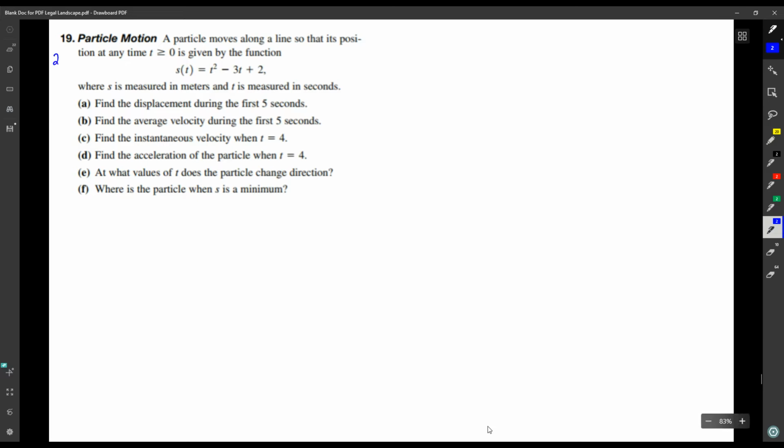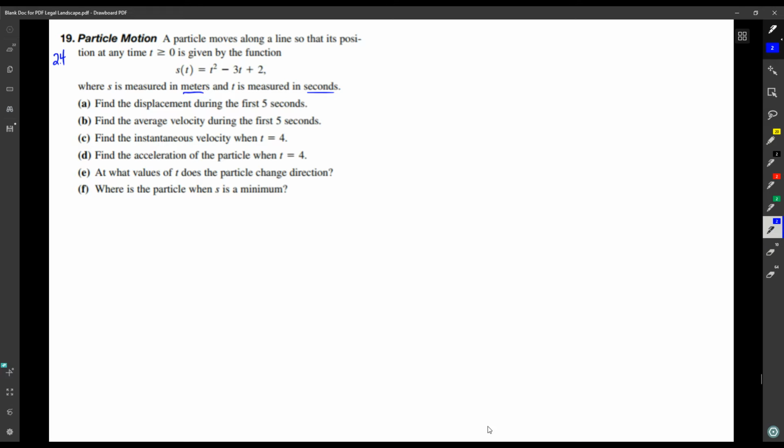Here's number 19 from section 2.4. A particle moves along a line so that its position at any time t greater than or equal to 0 is given by the function s of t equals t squared minus 3t plus 2, where s, this function, is measured in meters and t is measured in seconds. So a lot of questions to ask here and a lot of good vocabulary and formulas to review.